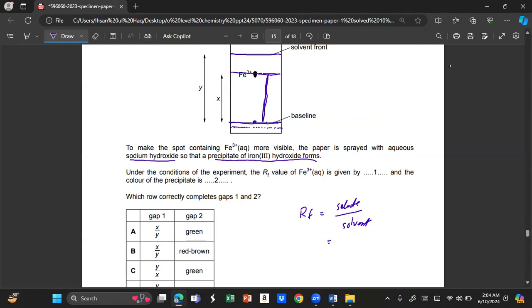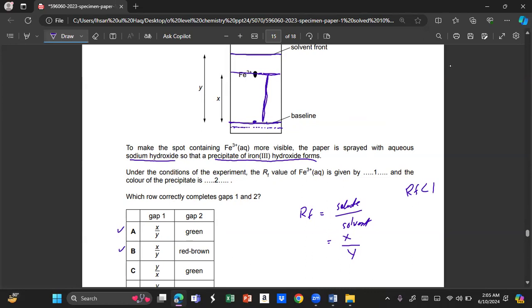So what is solute distance? That is X. What is solvent distance? That is Y. Most of the students sometimes get confused whether we have to write X over Y or Y over X. Boys, if you know that RF value is always less than 1, then you will never make this mistake. Again, I'm saying the distance of the solute and the solvent should be taken from the baseline, although the solvent level was below the baseline. So option X over Y, these two options can be considered.